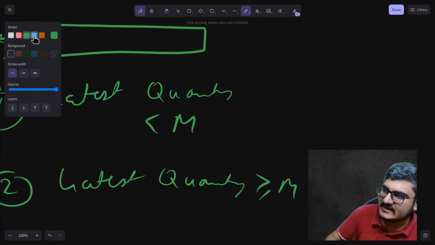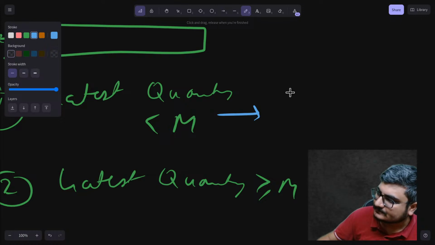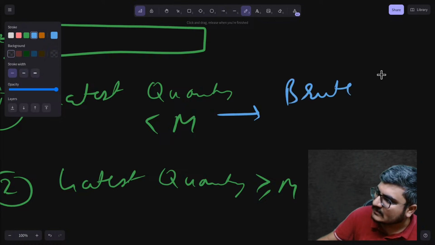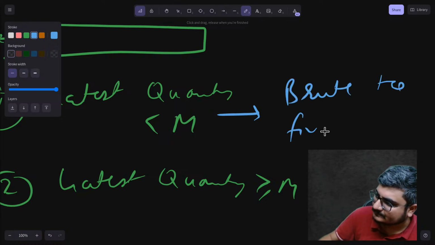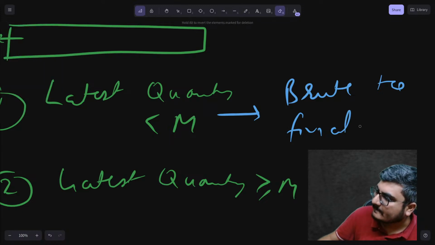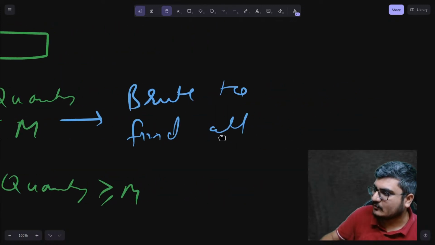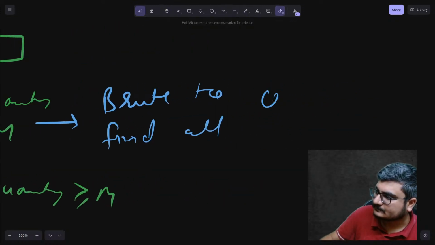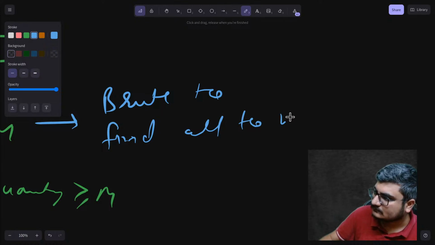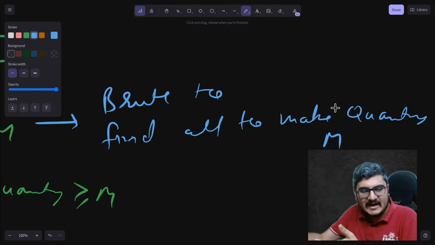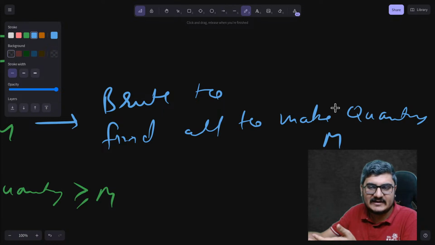The idea for this case is brute force: find all the milks to make quantity m. The idea would be to just look at the map, the largest value, see how much quantity it is, take it completely if that is less than what we still need, and keep taking the largest number.